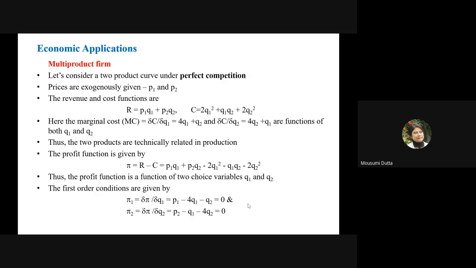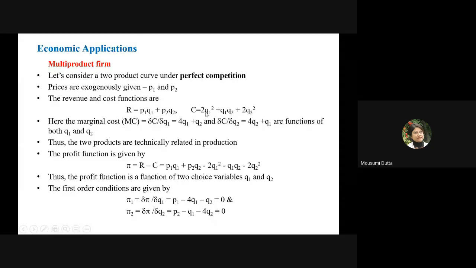So the revenue function is P1 Q1 plus P2 Q2. Remember that these P1 and P2 are not functions of Q1 and Q2. When we go for a multi-product firm that is a monopoly, in that case P1 and P2 will again be functions of Q1 and Q2. However, under perfect competition, since P1 and P2 are exogenously given, they will be treated as constants. These are not functions of Q1 and Q2.